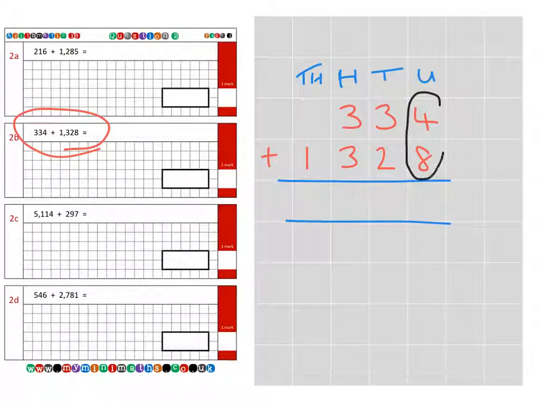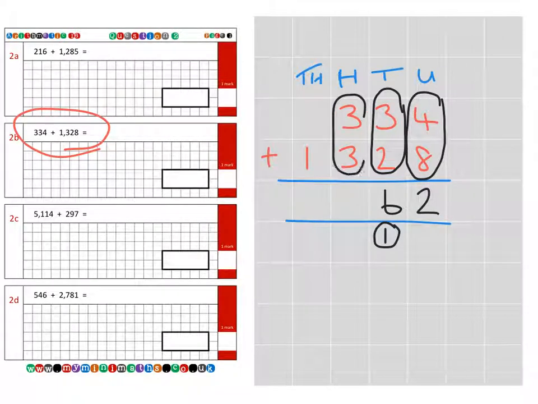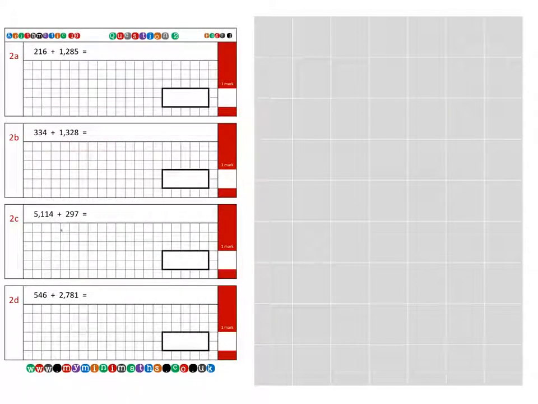We'll add up our units first. That's 4 add 8, which is 12. Place the 2 in the units and carry that extra 10 over into the tens column. Then we're going to add the tens. So that's 3 tens, that's 30. Add 2 tens, 20. Plus the extra 10 that we carried over here, which is 60. Then we've got the 300, add the 300, which is 600. And finally, we have the 1000 by itself, for a final answer of 1662.